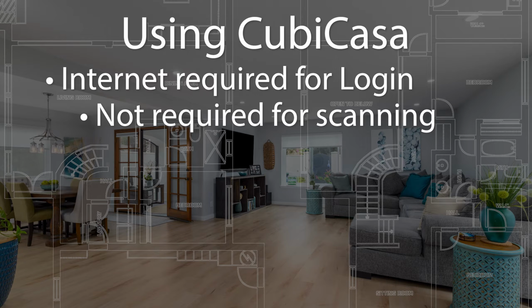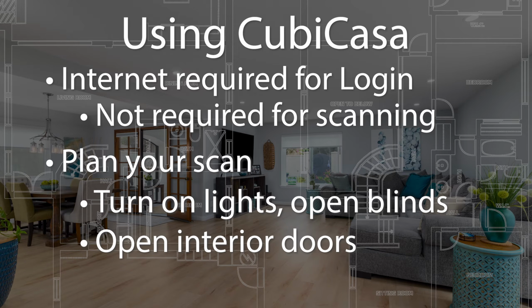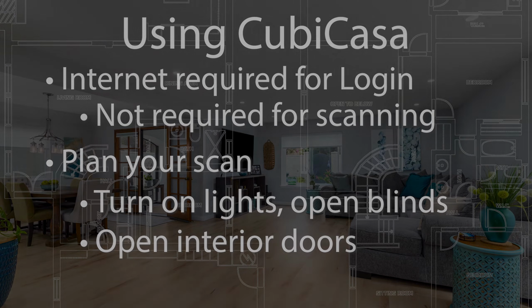I'm going to be showing some examples here, but basically before you start, just turn on all the lights and open all the blinds so that enough light is available for the app. Open all your interior doors to make sure you can scan as fast and as simply as possible, knowing your route through there. That way you don't have to stop, back up, and open an interior door. Just open all the interior doors and then start walking around. And once again, don't worry about the clutter. We're not taking photos, we're just scanning the interior outline.